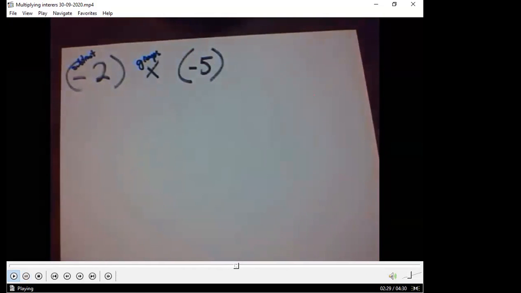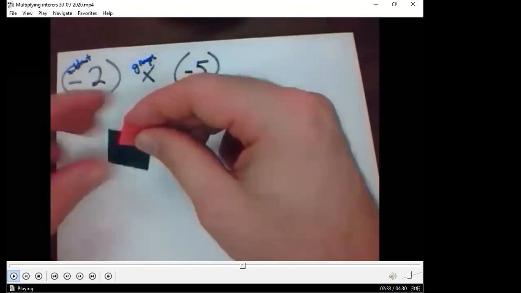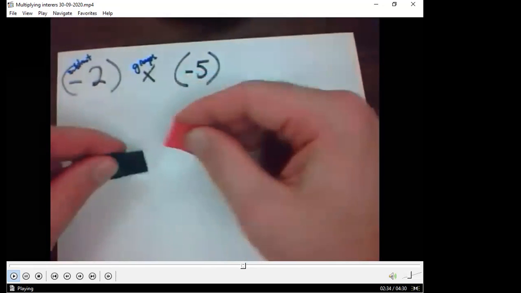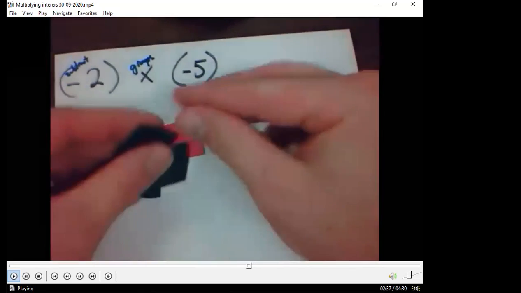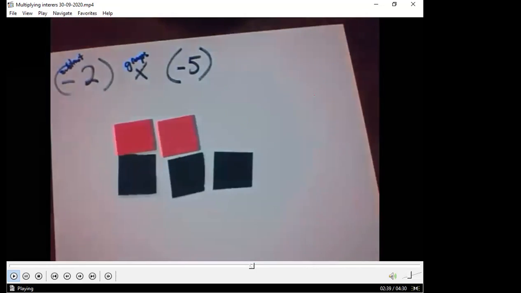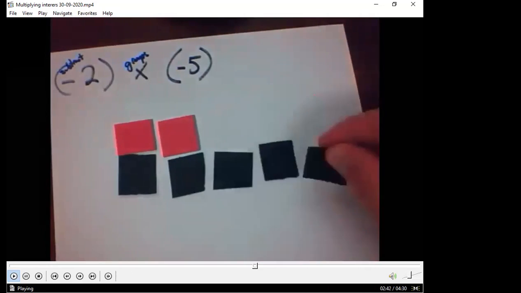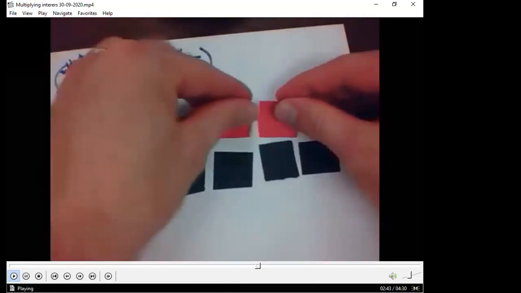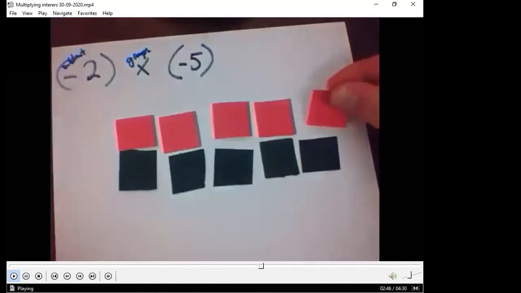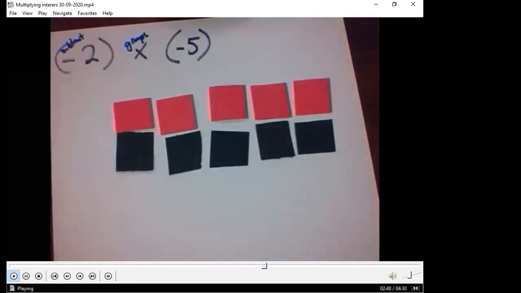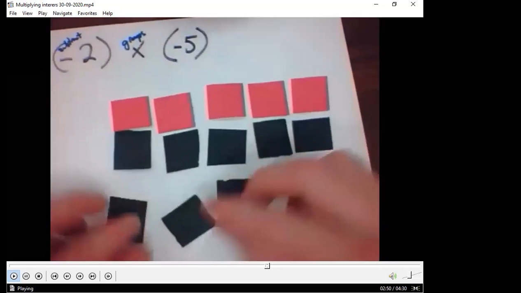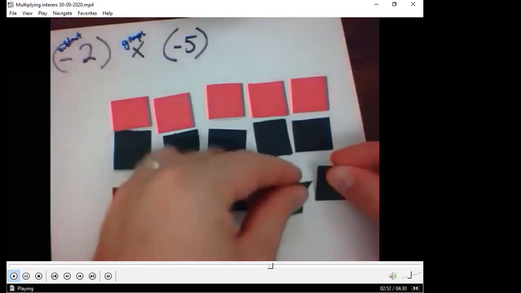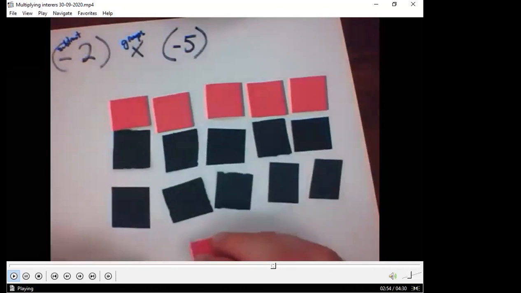Then I will start now to represent 2 groups, but don't forget 2 groups with the negative at the beginning. I'm going to use zero pairs. So each one consists of 5. So I'm going to put 1, 2, 3, 4, 5, and I will use zero pairs. This is the first group. Then I'm going to make the second group.